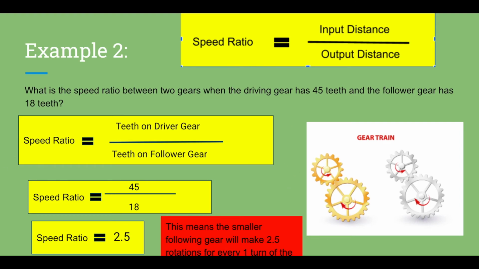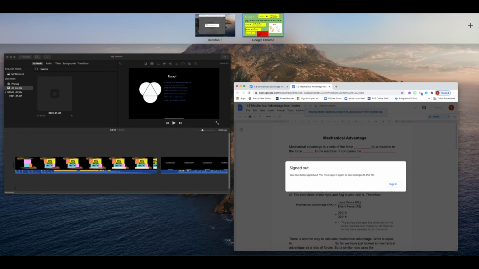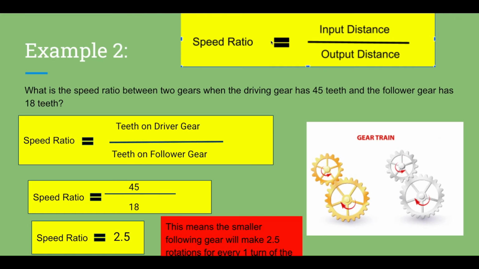Okay, so that is the end of the presentation. Please make sure that you did the notes that came with this and you're following along and using those, because filling them in will help with your memory of what's going on. And there are going to be some worksheets for you to practice calculating. There are also some worksheets to help you calculate speed ratio and mechanical advantage.